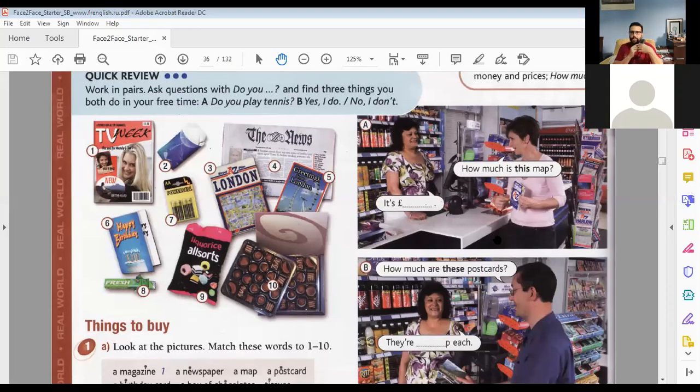So لو الحاجة كانت قريبة منك اللي تتكلم عليها في ايدك وبتكون مفرد بنقوله this. How much is this mouse? Or for example, how much is this cup? How much is this cup?